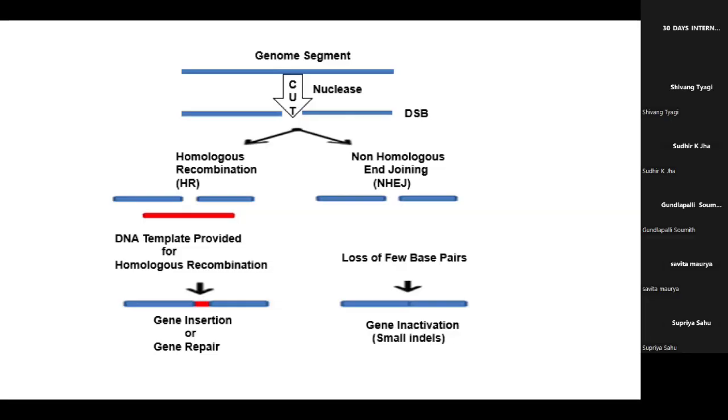Through this also we are exploiting the CRISPR-Cas9 technique for our need. On the other side, where homologous recombination takes place, we give our DNA template with whatever insertions and deletions we need. That is directed, and thus insertion or repair takes place, and we get the desired result.